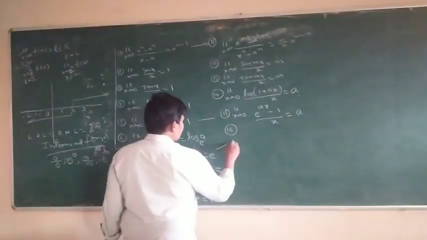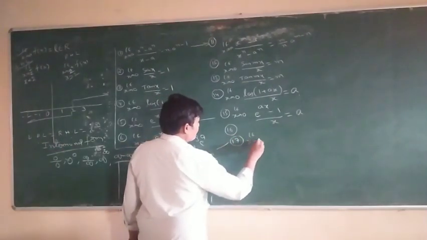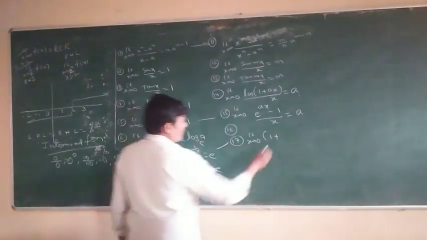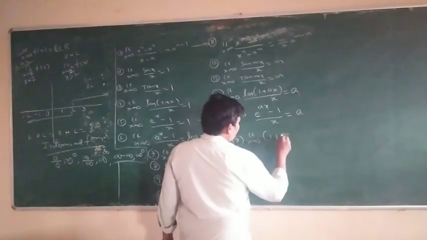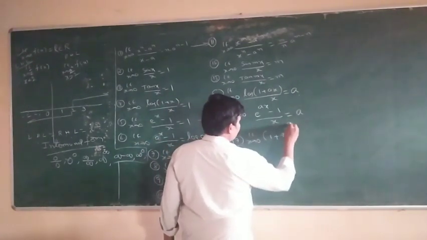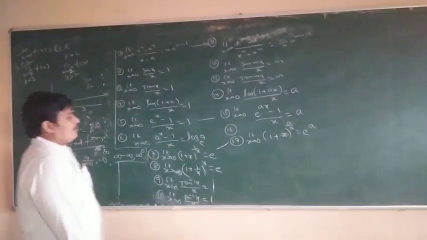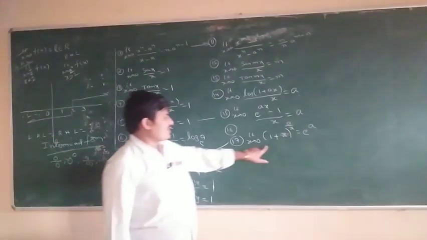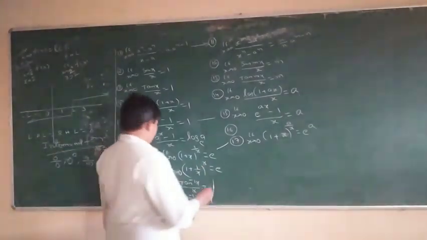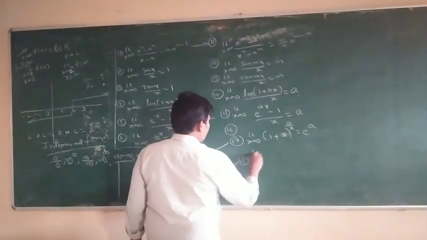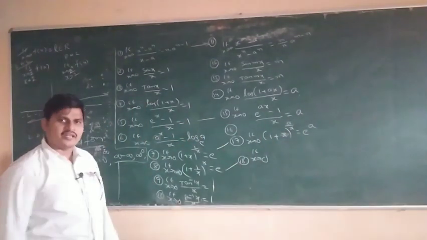Next, 17th one, related to 7. Limit x tends to 0 of 1 plus a into x, or 1 plus x whole power a by x is equal to e power a. 1 plus x whole power a by x is equal to e power a, and power b by x is equal to e power b. Here a means any number: negative, positive, fraction, any number.